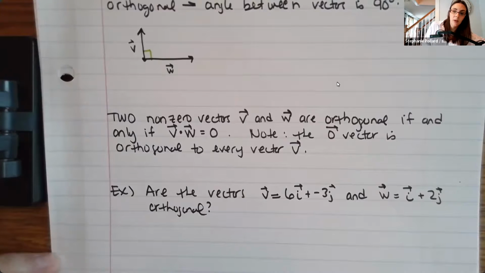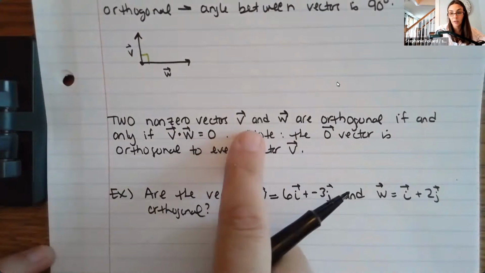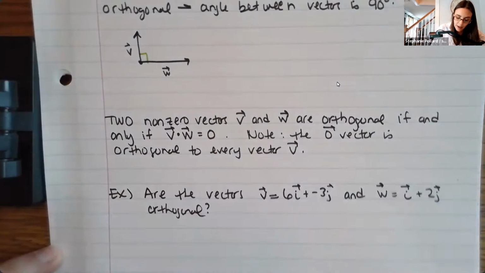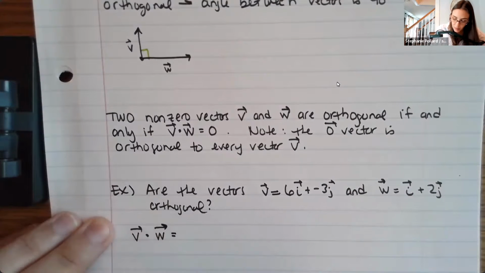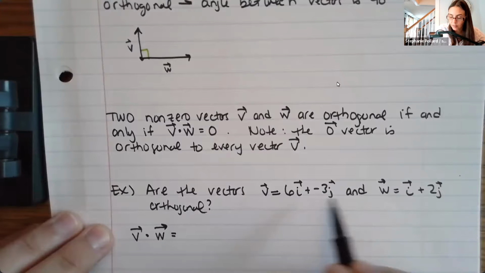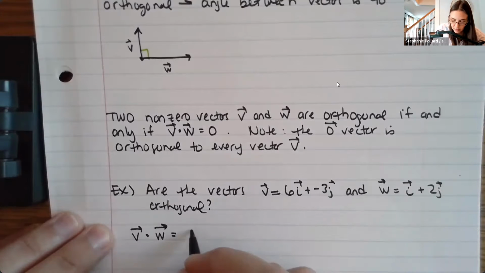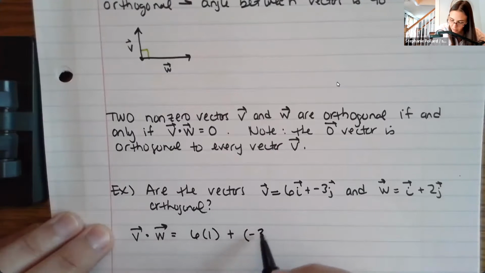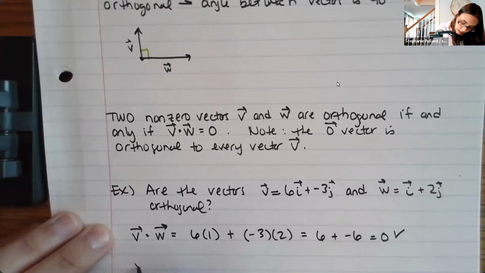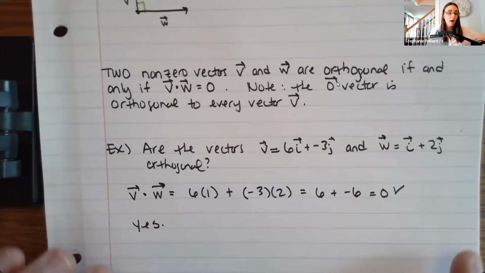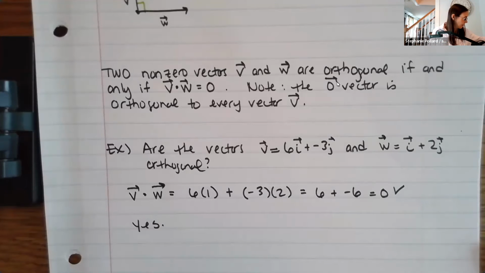Now you could graph them as a way to start, but it's better to actually check them algebraically or computationally here. So I'm actually going to go ahead and find that dot product. So remember, for the dot product, we multiply the a values together. So whatever's with the i's. So 6, and then here would be a 1. And then we multiply the b values. So negative 3 and 2. And we add them together. We get 6 plus negative 6, which is in fact 0. So yes, these actually would be orthogonal. If we were to graph them, we can see that they do have that nice 90-degree angle between them.